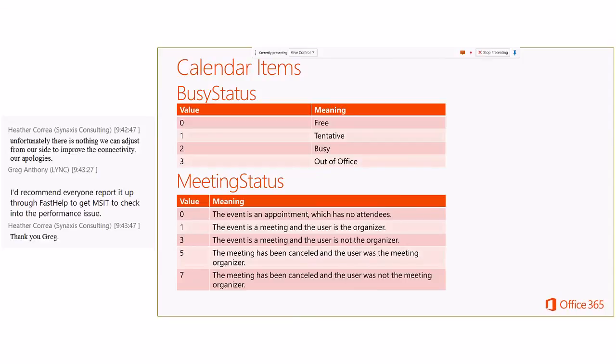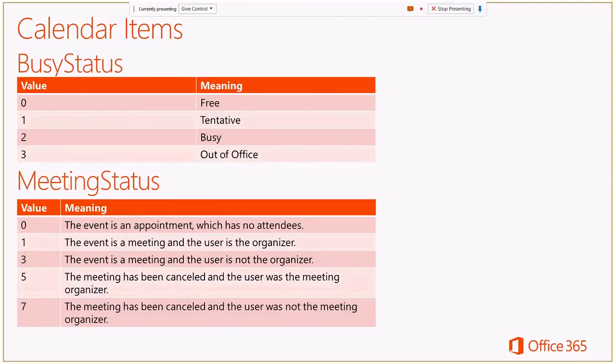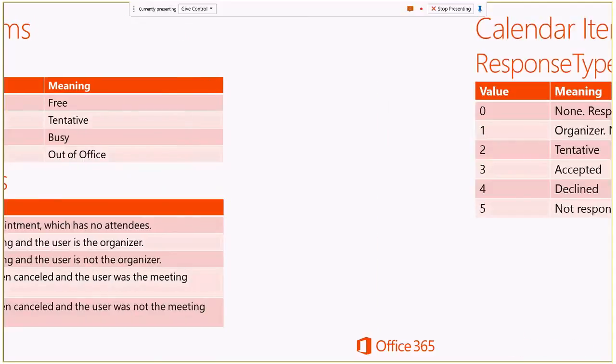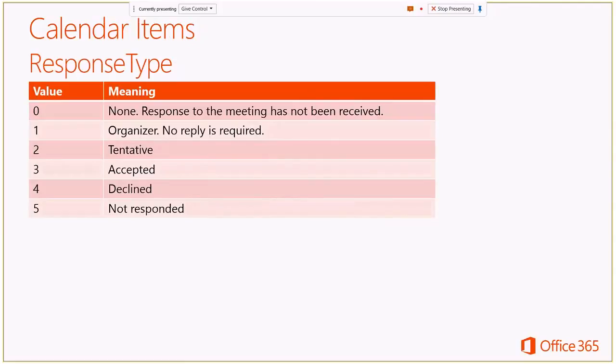But typically with the organizer hijack, you would see the meeting status value change from a 3 in a mailbox log to a 1. And whenever we see that in a mailbox log, we know that at that point in time, a hijack has occurred. And then also the response type. So when a user responds to a meeting request, these are the typical values we would see in the mailbox log.